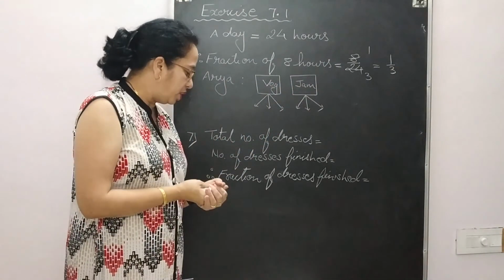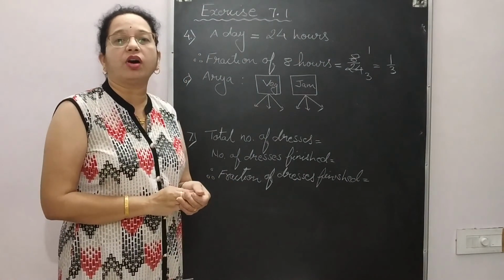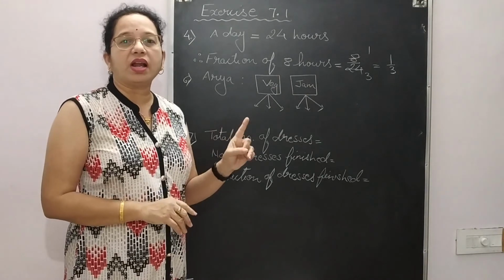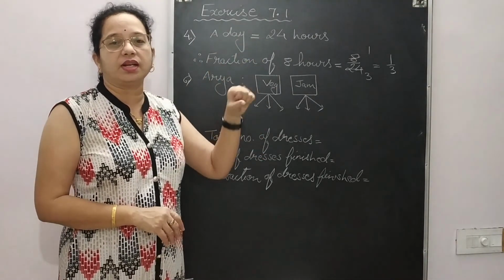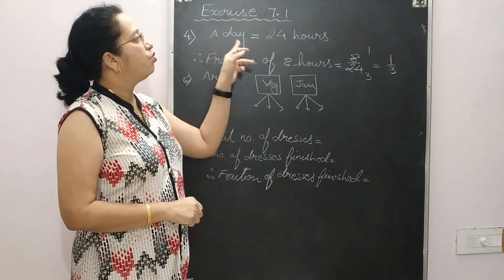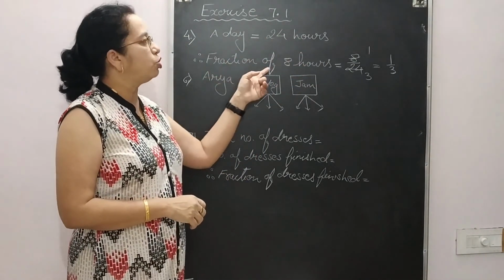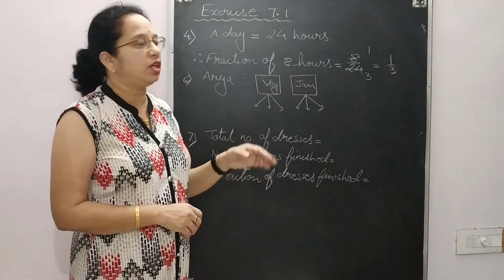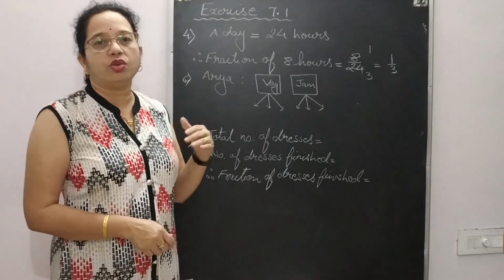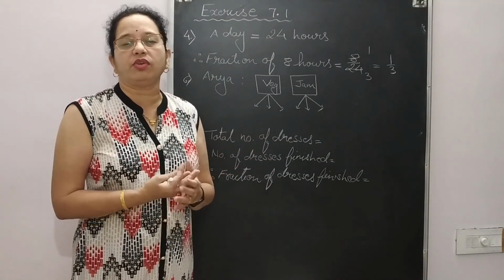In the same way, it is given in question number 5. What fraction of an hour is 40 minutes? So 1 hour is equal to 60 minutes. I have written here 1 day, but the question is related to hours, so we will write 1 hour is equal to 60 minutes. And therefore fraction of 40 minutes. So 40 out of 60. You can cut the zeros, 4 by 6. 2 2s are 4, 2 3s are 6. So the answer will be 2 by 3.